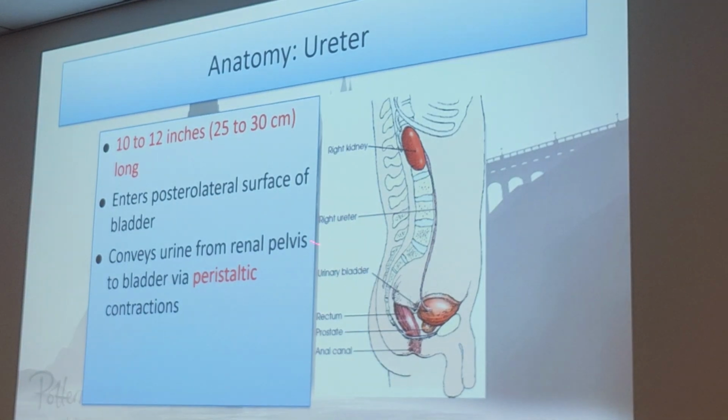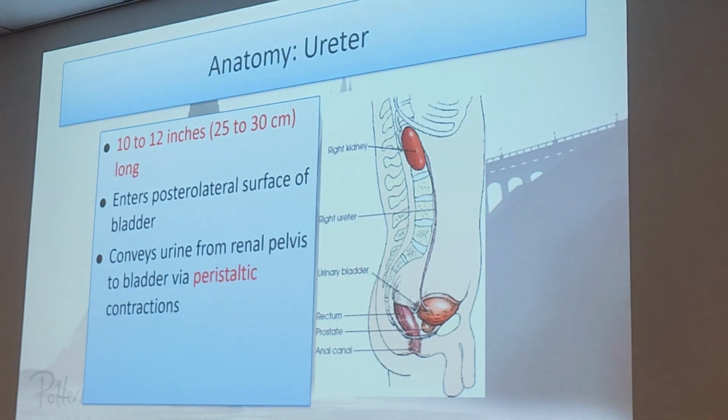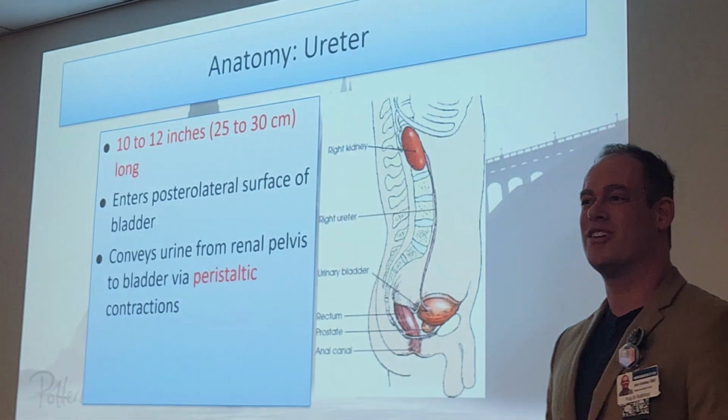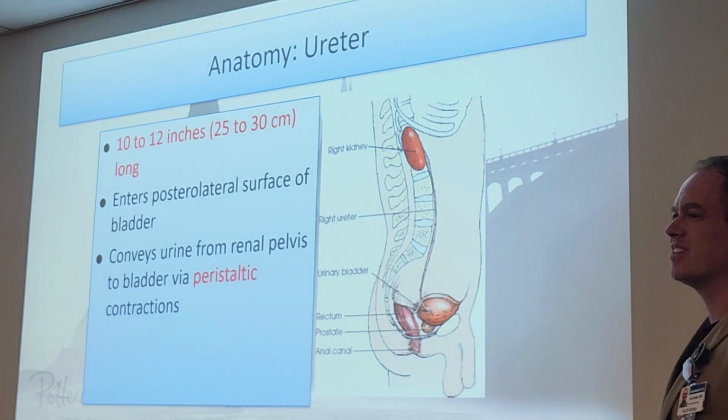Peristaltic contractions. We know that word; we just talked a lot about that. What does peristalsis mean? It's a rhythmic muscular contraction. So that's how that urine is going to get to your bladder. Peristalsis is also how that kidney stone is going to get down there as it rips into your ureters, causing that wonderful feeling of passing a kidney stone.